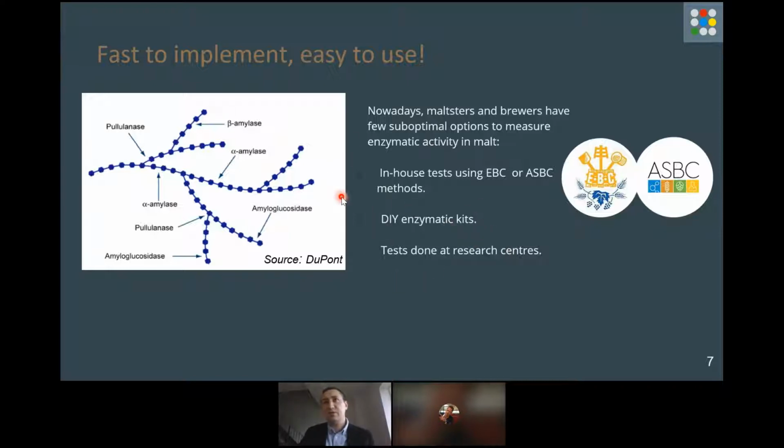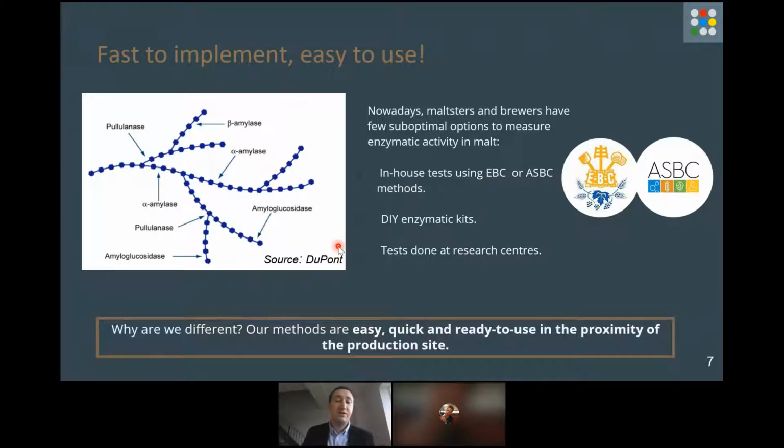These two processes, the EBC or ASBC method, which is based on iodine and wet chemistry, or the enzymatic kits, both require skilled personnel, both require long hours of processing, and most of the time they are time consuming. An alternative is to send your samples to a research center, which will use the above mentioned methods. However, that is also costly in terms of money. Instead, what we offer is a ready and easy to use kit in the proximity of the production that is also fast to produce.